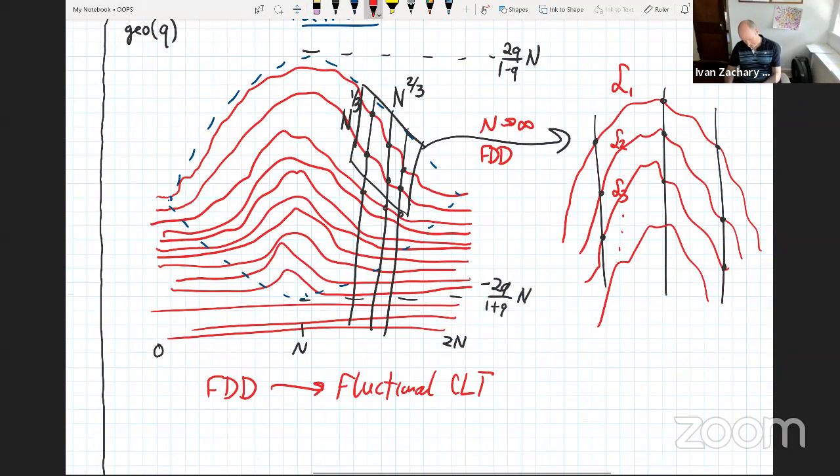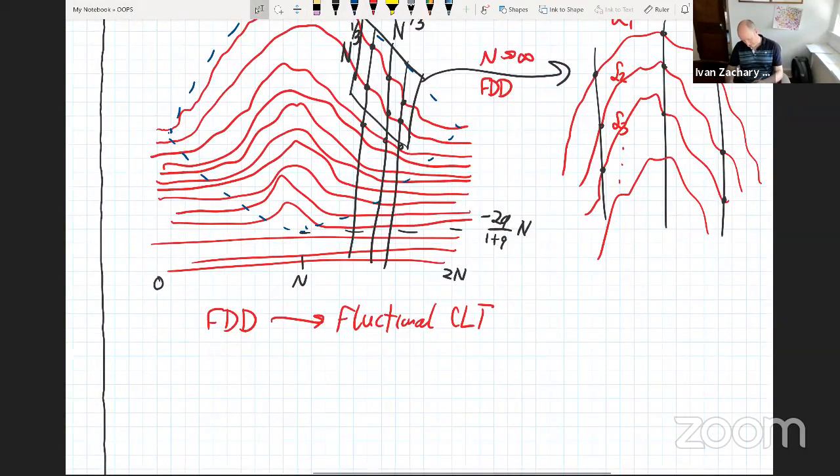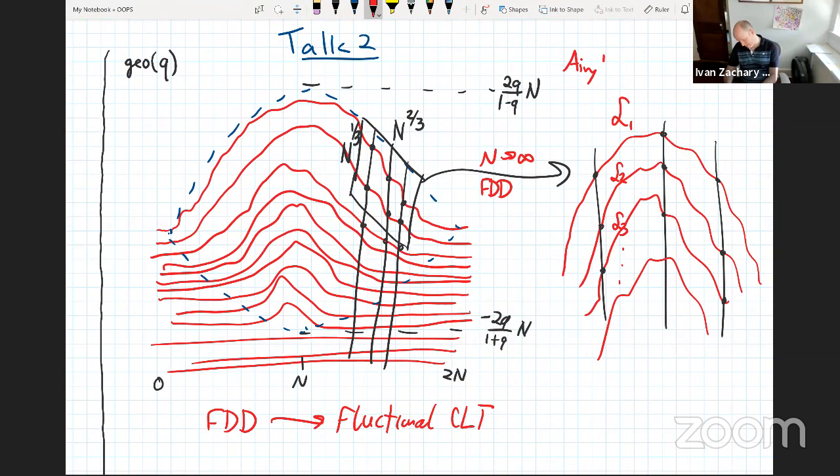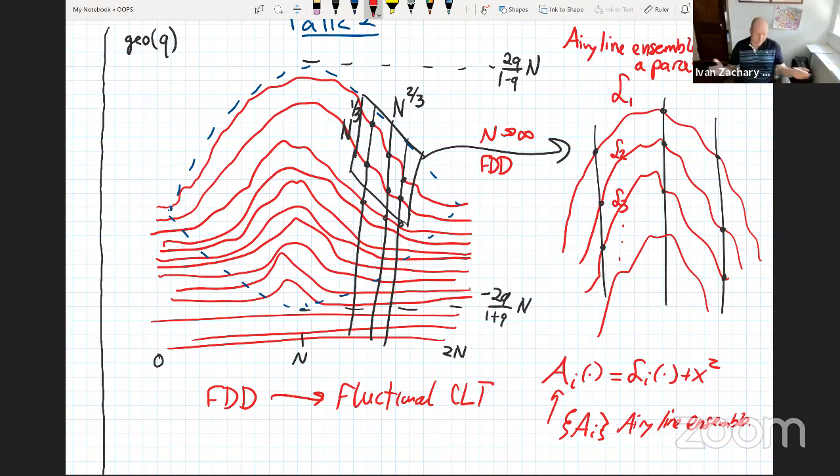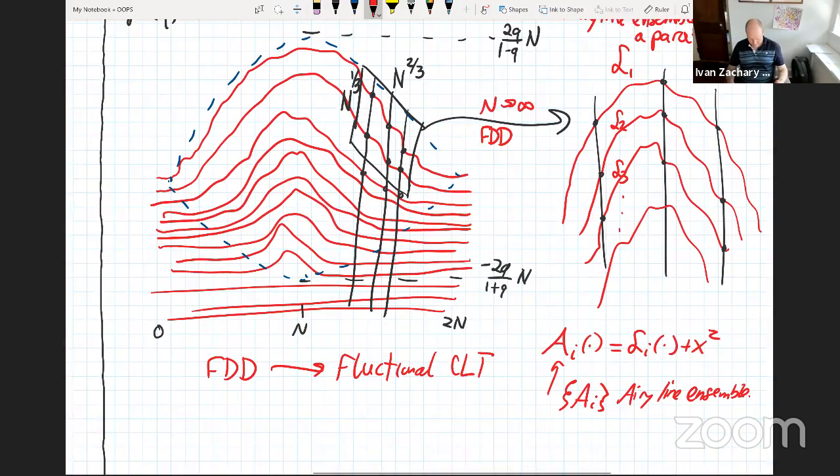What this object is, this L, is called the Airy Line Ensemble minus a parabola. So this is L. If I define A_i of dot to be equal to the curves plus a parabola, which gets rid of the minus parabola, then this ensemble, the collection of the A's, is called the Airy Line Ensemble. And what we'd like to do is construct that as a continuous object, as an object in the space of continuous trajectories.